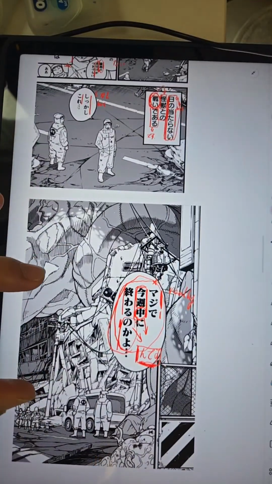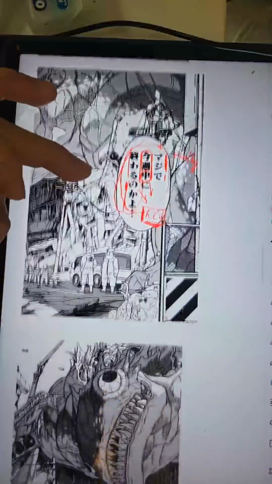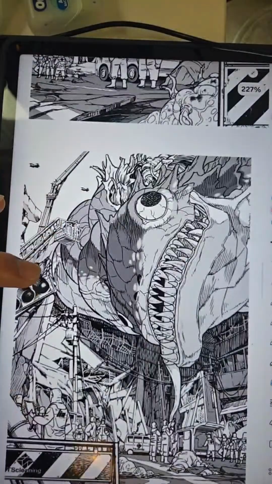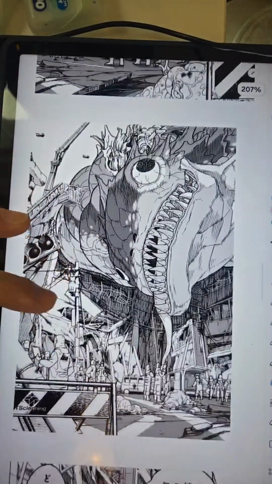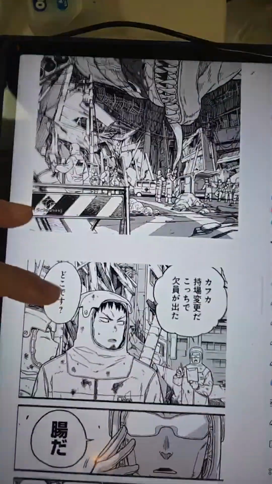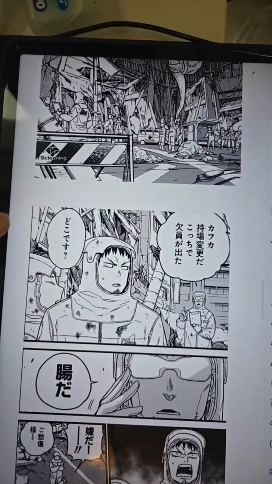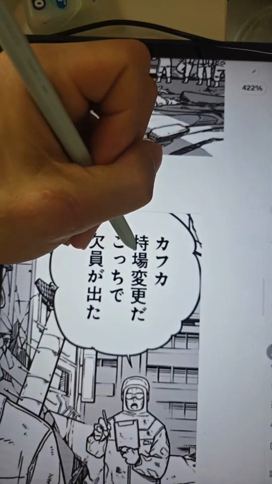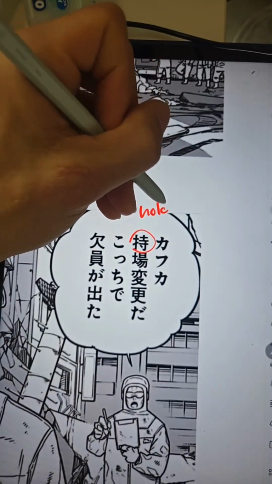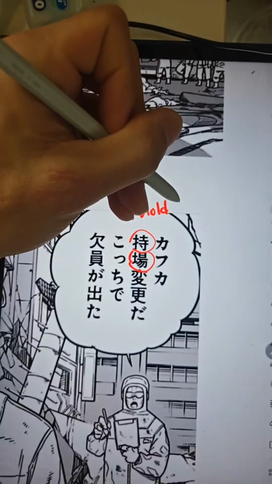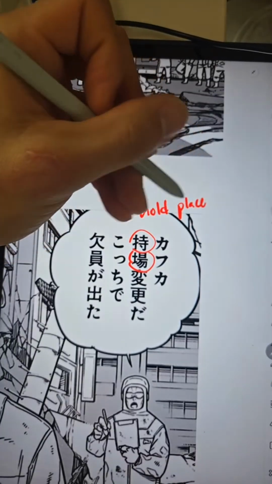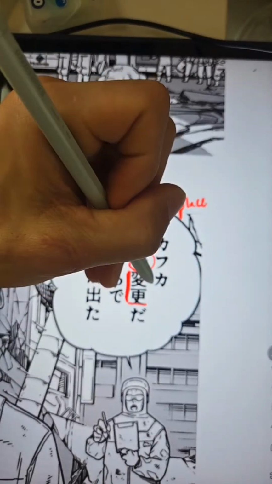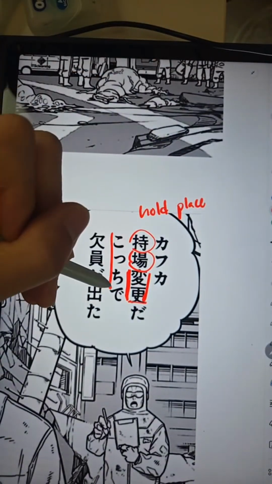It is a huge mess, right? Okay. Whoa, it's a huge monster. Looks like a fish. Right. Okay, カフカ、持ち場変更だ。こっちで牽引が出た。持ち場, 持つ is to hold. 場 is place. Holding place, meaning the place where you're in charge of. 変更, change. Change of place for you. こっち, here, this way, right?